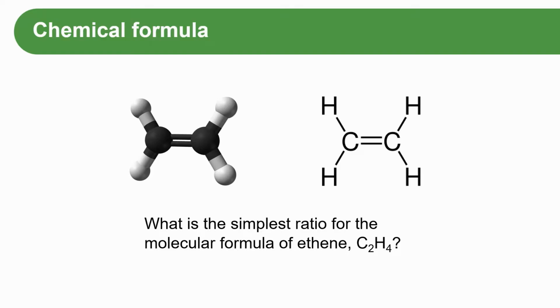This is a diagram of ethene molecule. Here's a formula of C2H4. Just a very simple question. What is the simplest ratio of the molecular formula? If we simplify 2 and 4, we get CH2.